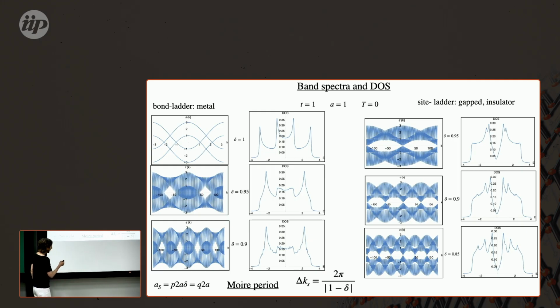So these two systems essentially have the same periodicity. Everything is the same, but in one of them, it remains a metal. The other one becomes an insulator.